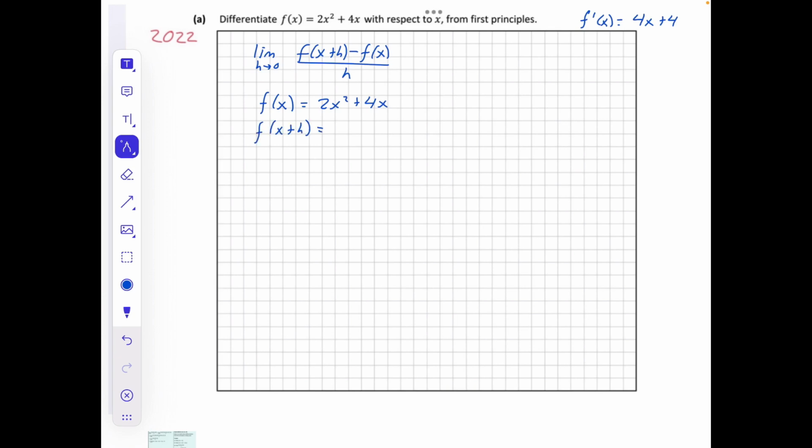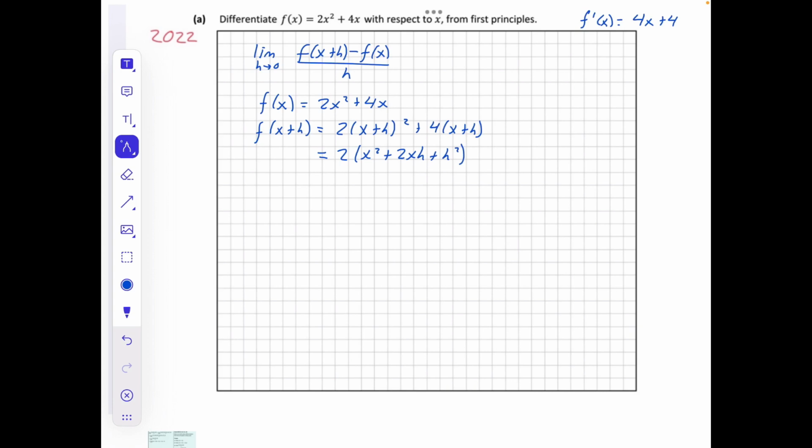Next thing we need to do is find f of x plus h. So everywhere there's an x, replace it with x plus h. Okay, we're going to multiply this out. So when we square x plus h, we get x squared plus 2xh plus h squared.